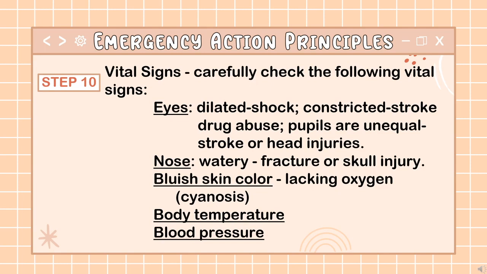Next is checking for the vital signs. Carefully check for the following vital signs. For eyes, if it is dilated, it means the victim might be shocked. If it is constricted, it might mean stroke or drug abuse. If the pupils are unequal, it might be stroke or head injuries.